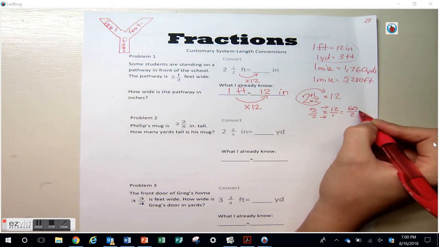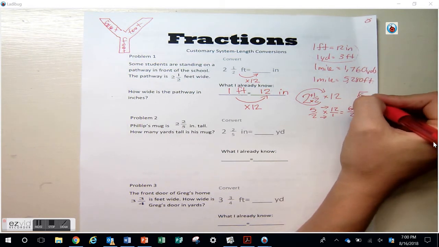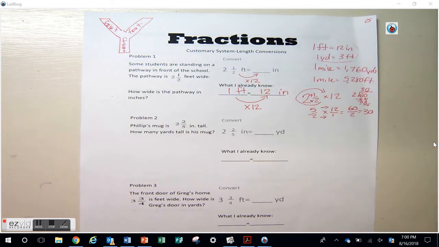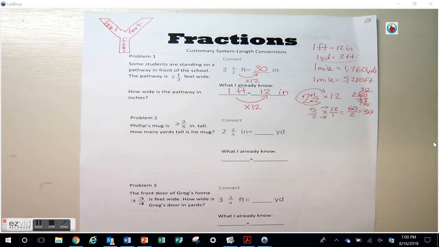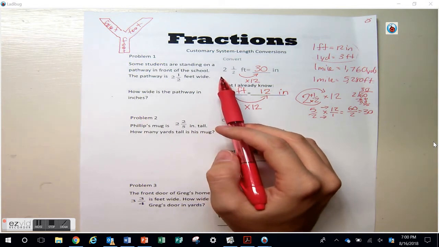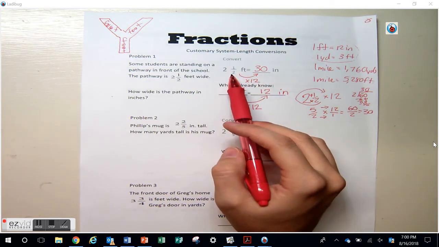If you don't know that off the top of your head, you could set it up like this. 6 divided by 2 is 3. 0 divided by 2 is 0. And we're left with 30 there. So my answer here is 30 inches. Maybe you can also use some reasoning skills to check that that actually makes sense. Some of you might know that 2 feet is equal to 24 inches and 3 feet is equal to 36 inches. Since that's between them, just like this is between 2 and 3, I know my answer makes some mathematical sense.